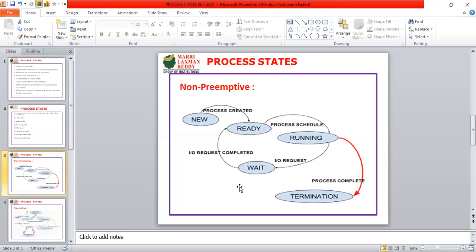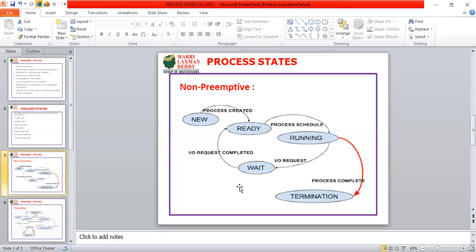In some cases, in the middle of the execution, an IO operation is needed. In what cases is the IO operation needed? Take a C program. Sometimes we enter n values, suppose we enter any two numbers. At that time we are using an IO operation, entering input from the keyboard. At that time the keyboard IO operation is busy, so the process waits in the waiting state.